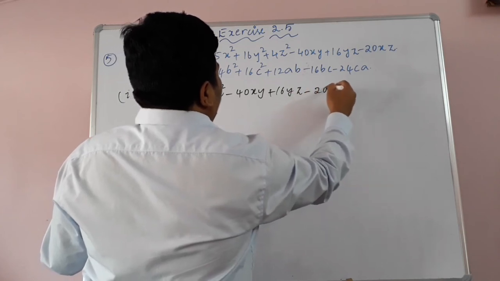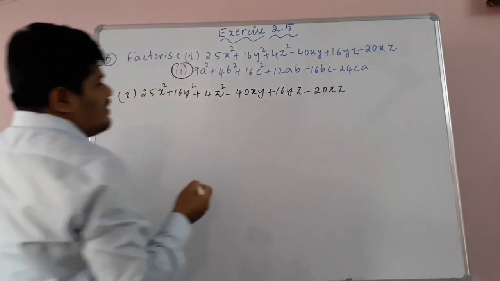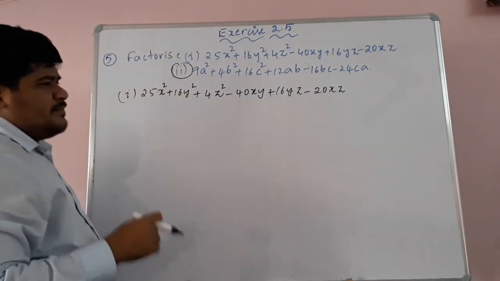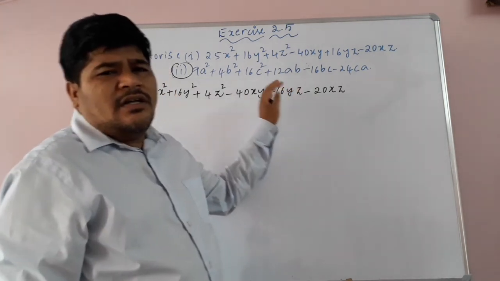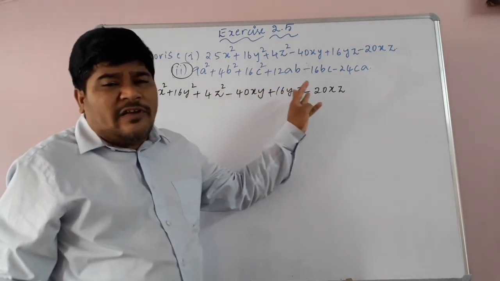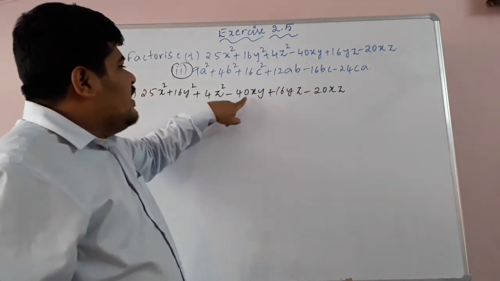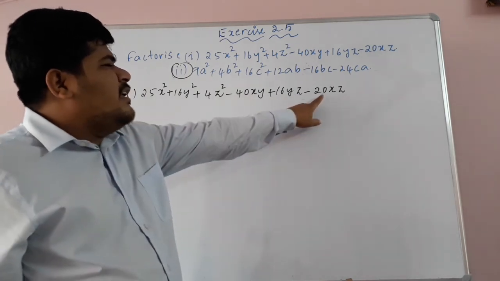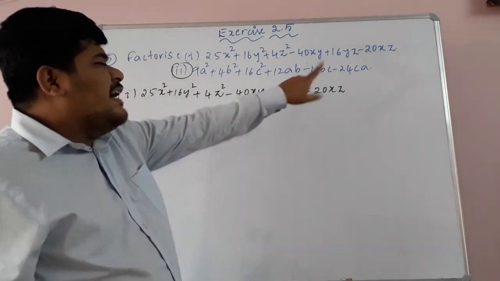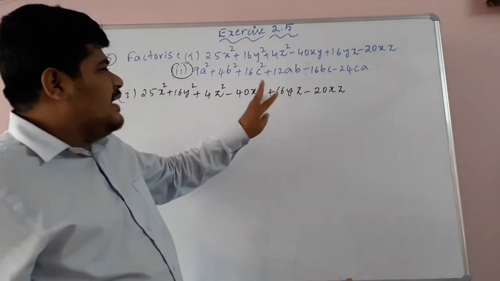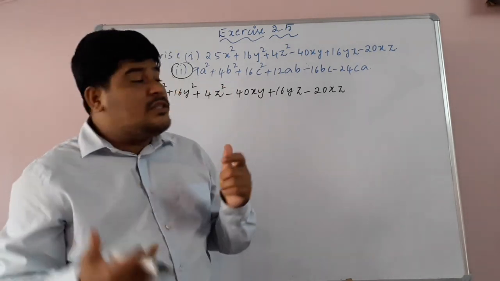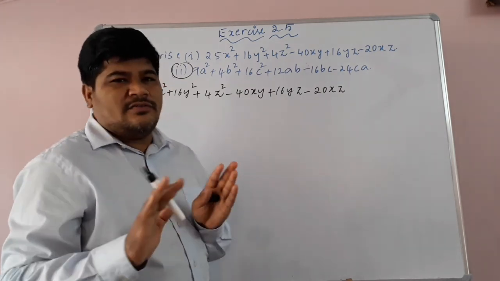16yz minus 20xz. So, children, here see 16yz is positive. So it may be in the form of a minus b minus c. It may be minus y into minus z, or else here minus 40xy is there, minus 20xz is there. Either x is negative or both y and z are negative, children. So then it will balance.